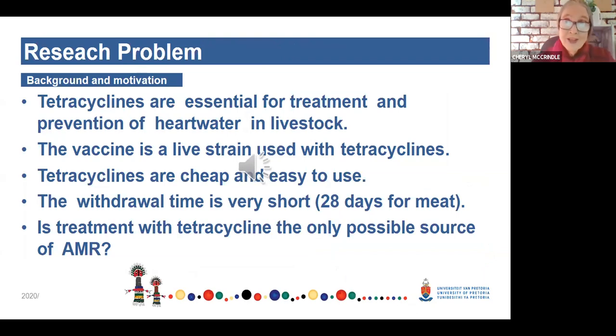For milk, it's only 5 days, and for meat, it's 28 days. So we had to look, because Jeffco was beginning to talk to us about withdrawing tetracycline off our markets. We allow genuine farmers to have tetracyclines for use against heartwater in their animals. And so we needed to say, well, hang on a moment, we think we'd like to keep them there because maybe the treatment with tetracycline is not the only reason why we have organisms with AMR in our meat and perhaps in our milk.